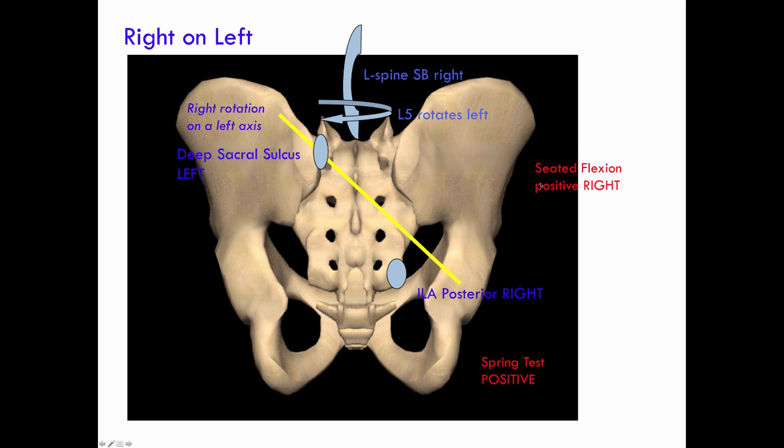Positive right seated flexion means a left oblique axis. So we'll have a deep left sulcus, prominent right ILA. Again, they're opposite, so that's consistent with the torsion. And the spring test is going to be positive because now we have this side of the sacral base on the right stuck posterior, and when you try to push it anterior, it won't go. So there's no spring. And then as the sacrum is rotating to face right, L5 is going to rotate to the left, and the lumbar spine will side bend to the right.